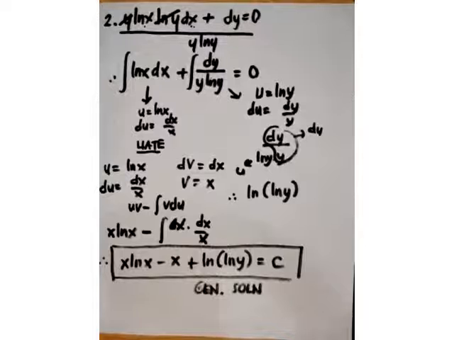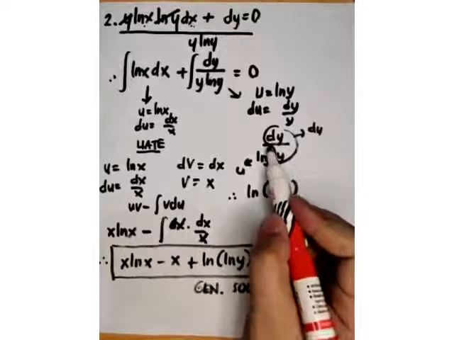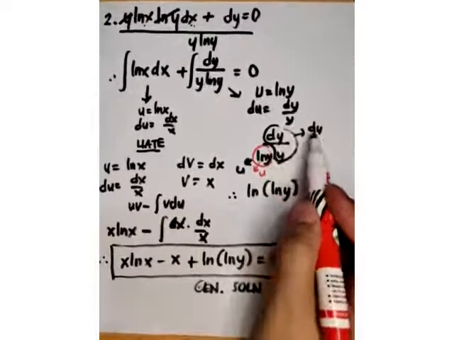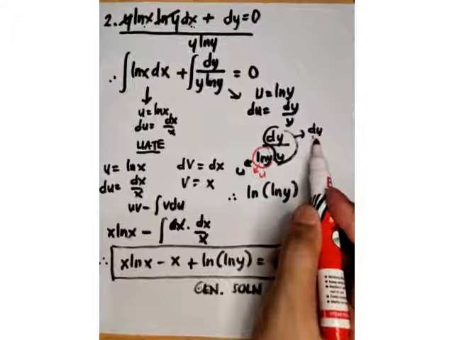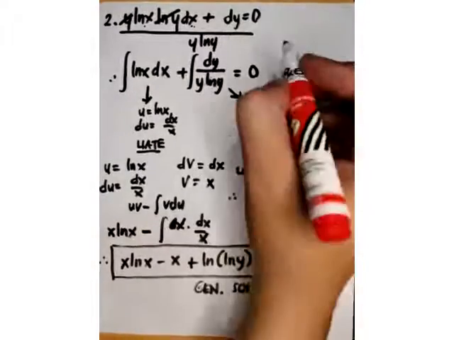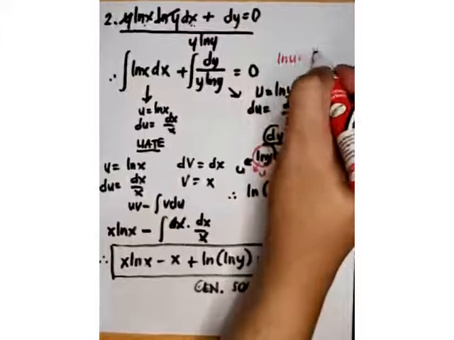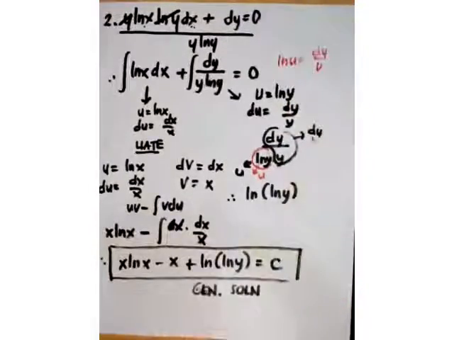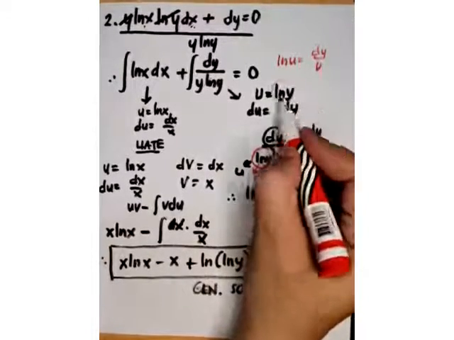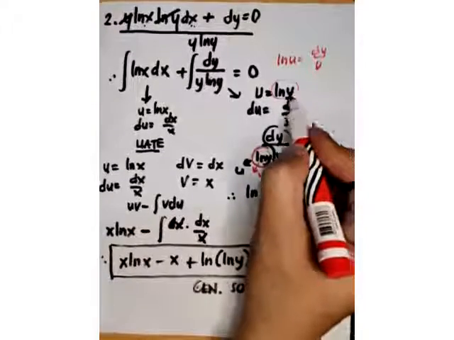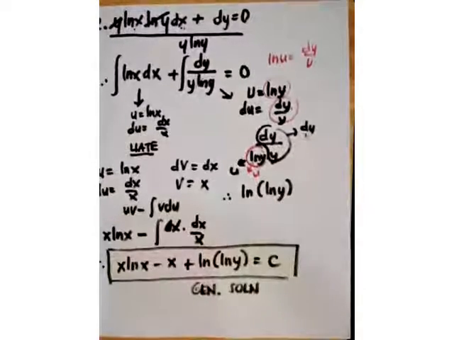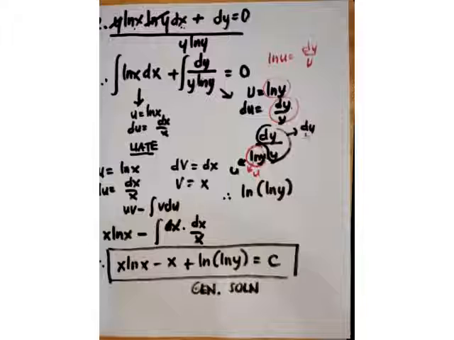Paano siya naging ln of y? Ayan. Kasi ito ang mag-act as our u. At yung buong ito, yung du. Okay? Buong ito, du. Kaya, di ba yung formula natin ay ang ln of u is equal to du over u. Ayan. Ano yung u natin? Ang u natin ay ln of y. Ano yung du natin? Du natin ay dy over y. So, dy over y tsaka ln of y. Kaya siya naging ln of y.